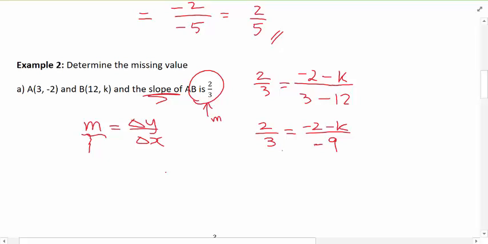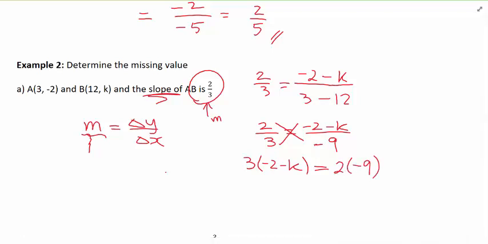If not, let's cross multiply. So how do you cross multiply? You just cross it. So this times this, this times this. So you get 3 times negative 2 minus k is equal to, okay? So it's 3 times this whole top is equal to this bottom times this top, or whichever way you want. So this is 2 times negative 9. Does everyone understand what I just did?